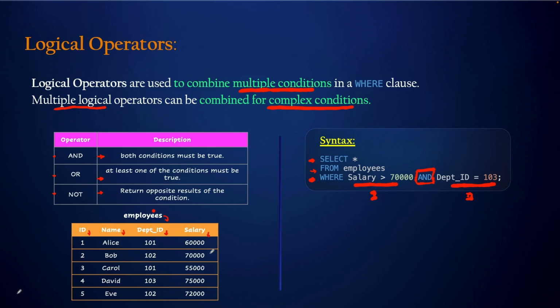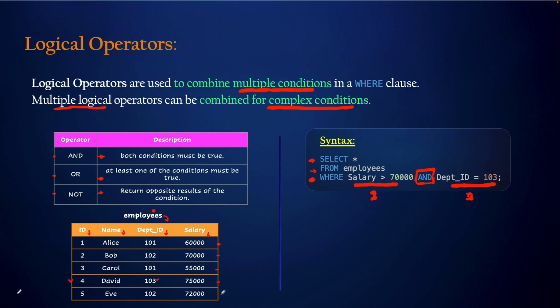Salary is greater than 70, so this is not going to be that record, this is not going to be that record, this is not going to be that record. This is 75,000. The first condition is true, right? It's greater than 70,000. Now let's check department ID equals 103. Yes, this one is satisfied too. Now we have this record, so I will just say this one.